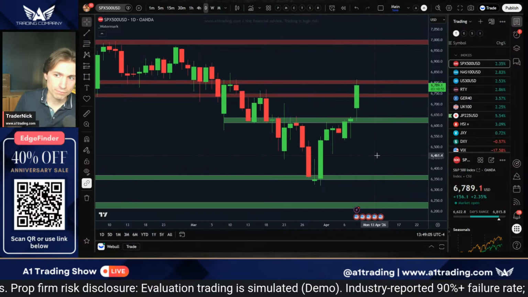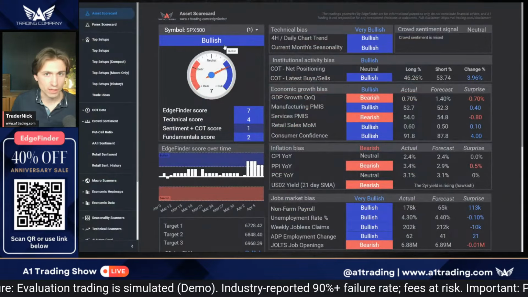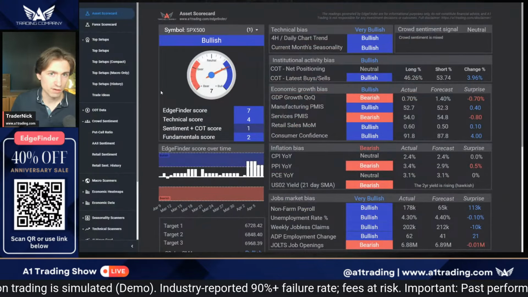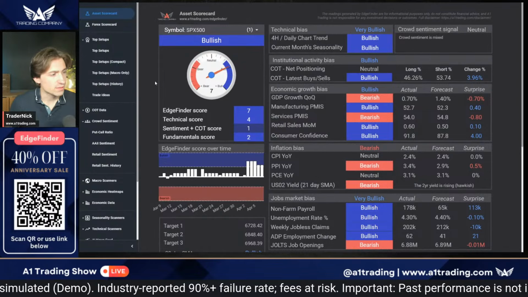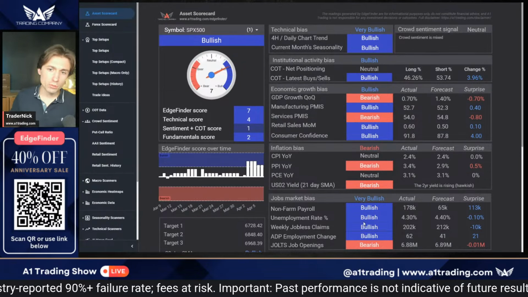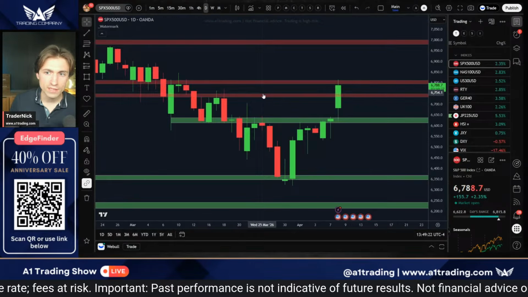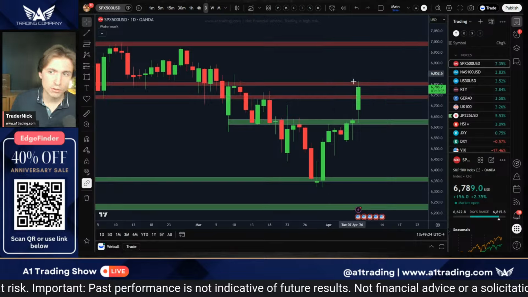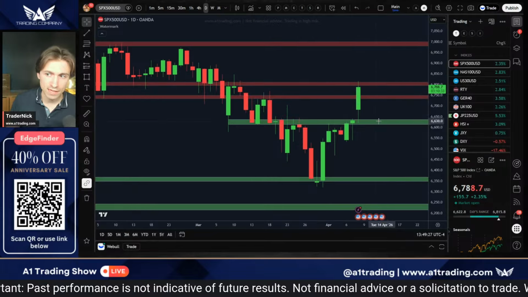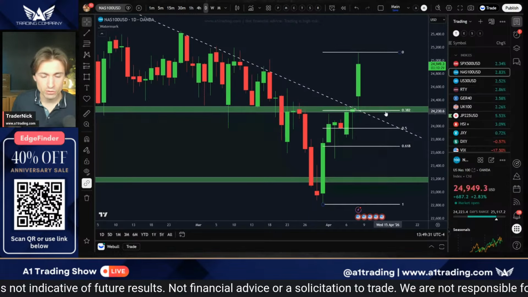But no, Edgefinder does not tell you buy S&P 500 and print money. It doesn't tell you that. It gives you a list of metrics. Generally, we're getting a bullish bias here. Okay, cool. Where do I want to take a stab at it personally? I agree with the Edgefinder's reading. I'd like to take a stab at 66.25. I'd like to take a stab at 24,250.